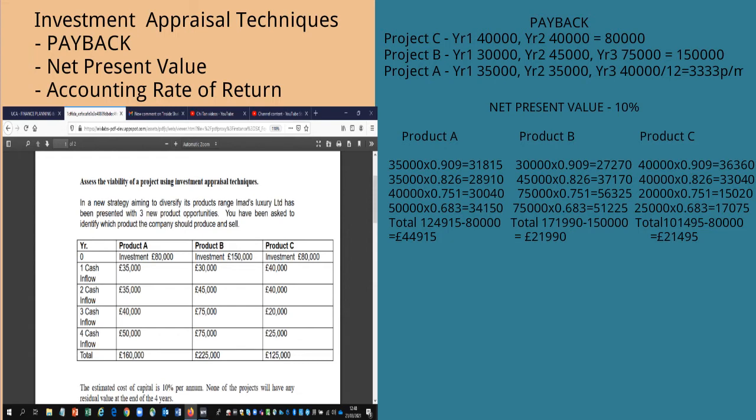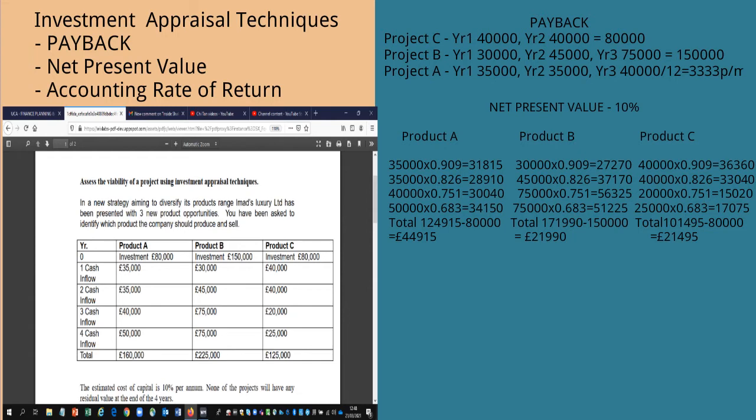And then a cash flow of 50,000 in year 4 at a discounted rate of 0.683, giving you a true value worth of 34,150. And if you add up all these cash flows in terms of their true value and true worth, it comes to 124,915 minus the initial investment of £80,000. So your true worth is 44,915.